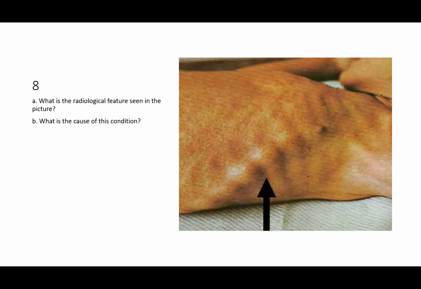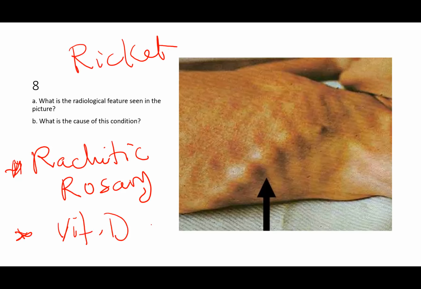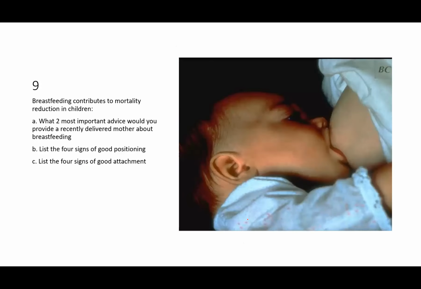Okay, so what is the radiological feature seen in this picture? It's rachitic rosary, just like beads. Okay, what causes this condition? What causes rickets? It is vitamin D deficiency. So this is a very straightforward question.